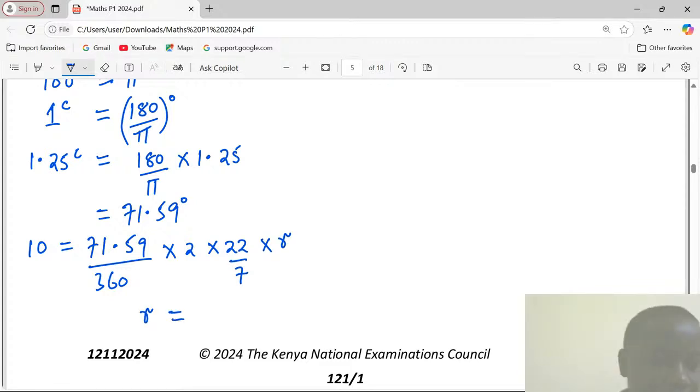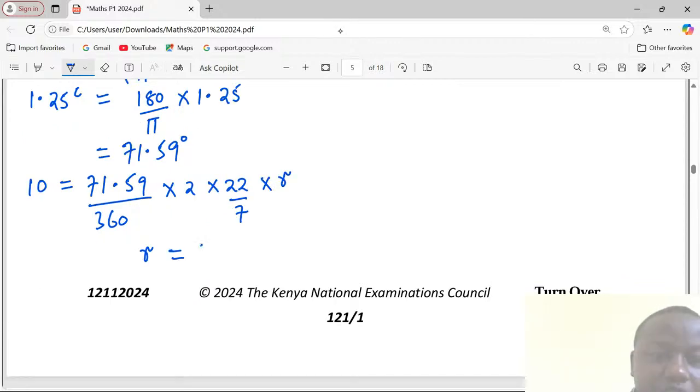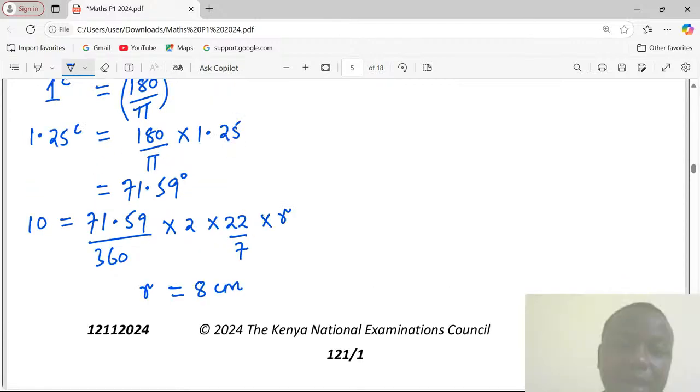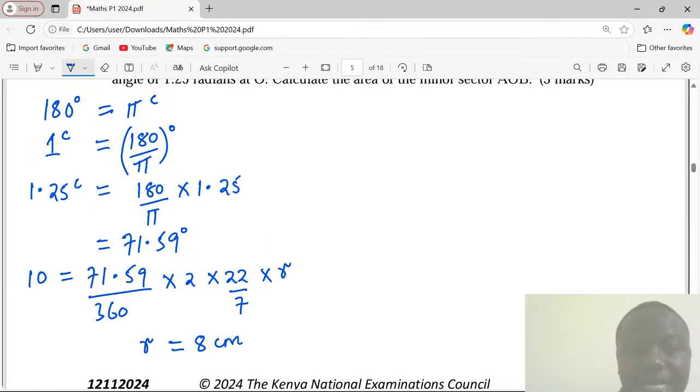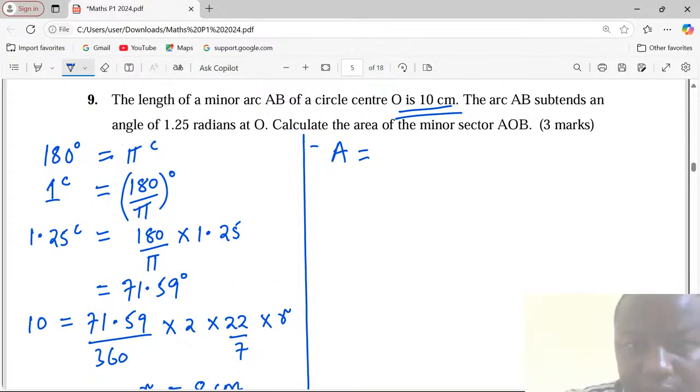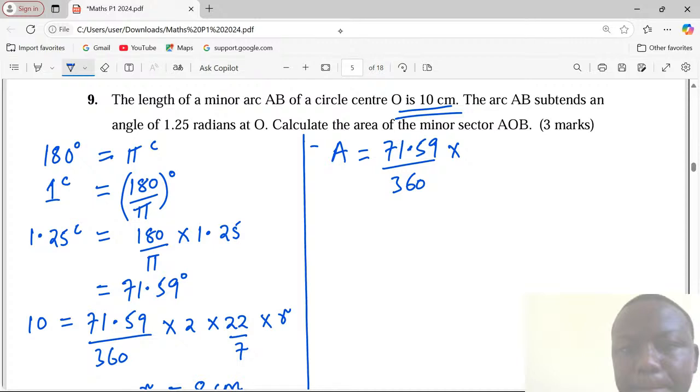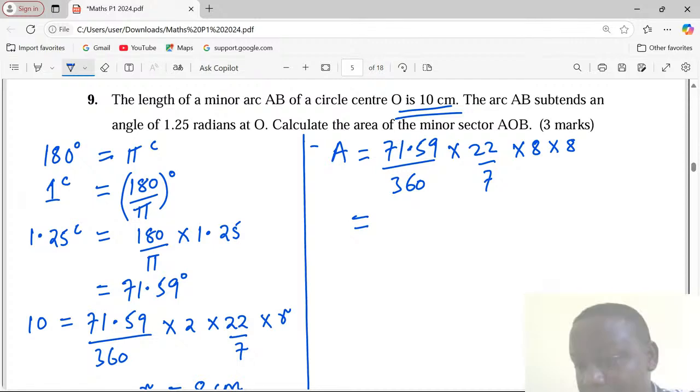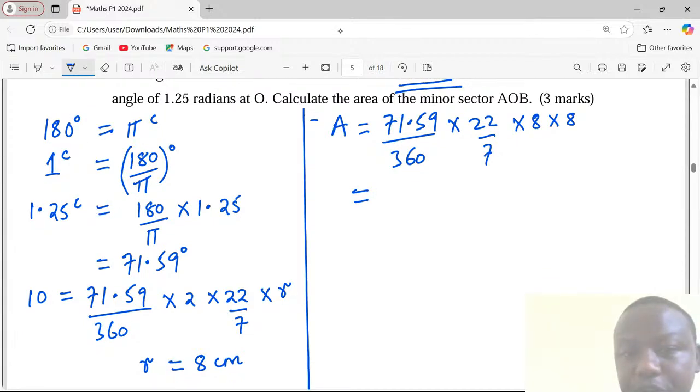And if we are to remain with r on one side, then it will become 8 centimeters. R is 8 centimeters. With r as 8 centimeters, then we can talk of area of the sector, which will be theta divided by 360 times pi r squared. So this is going to give us area equivalent to approximately 40 square centimeters.